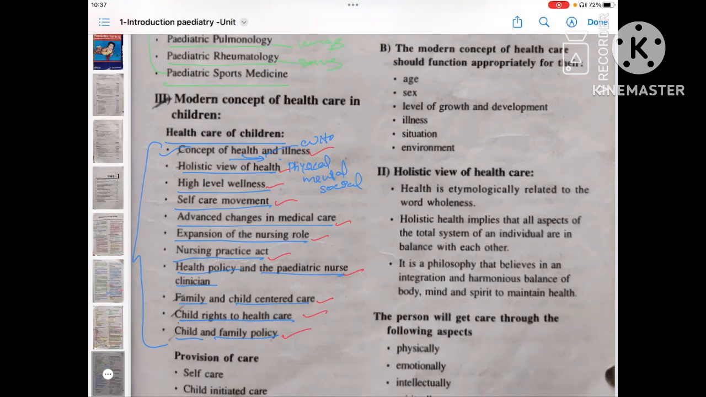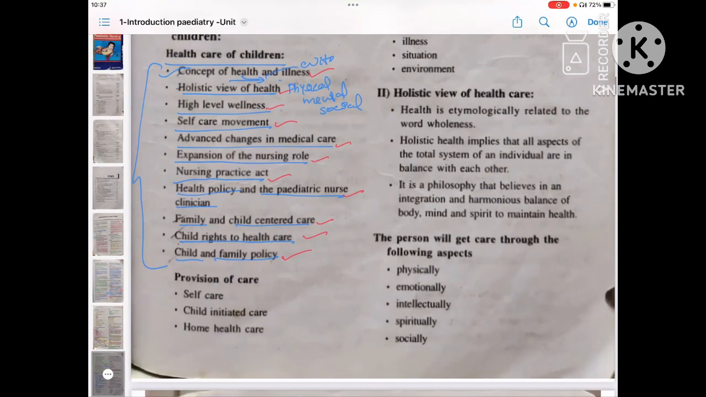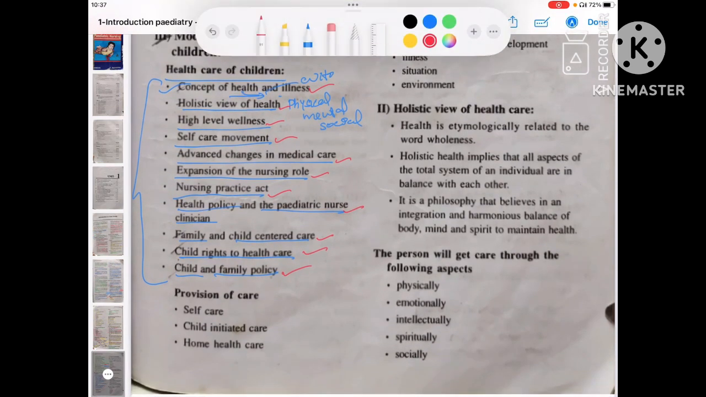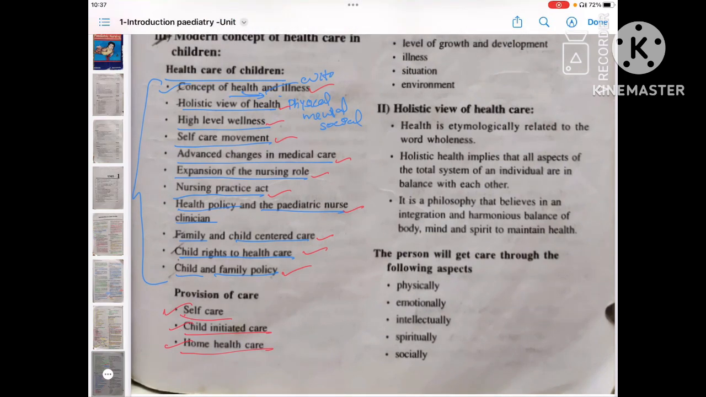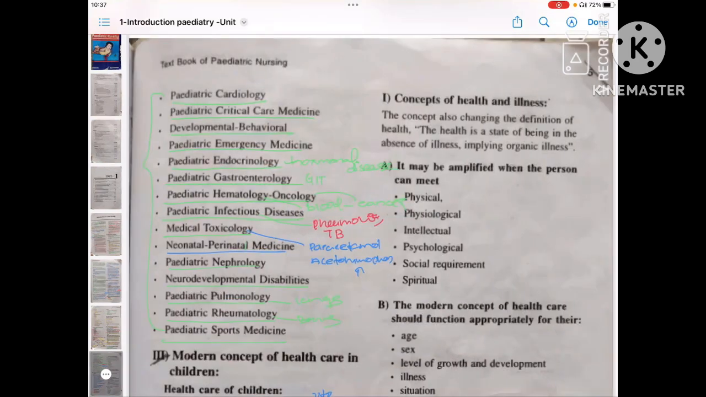The next is the profession of care. How can we give the care? The first one is self-care. We should understand self-care and teach them self-care, child-initiated care and home health care. The mother doesn't know how to take care of the sick child, so we should educate them. Home health care.